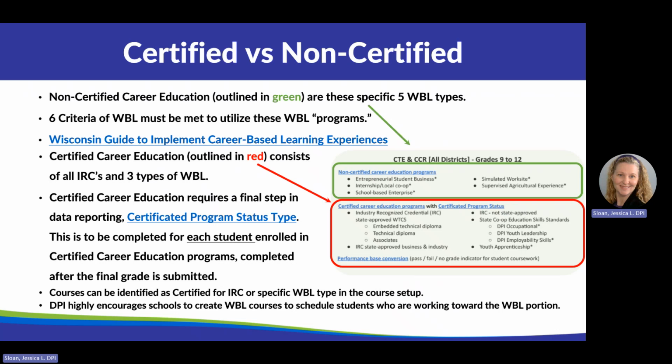The red box is the list of certified work-based learning and industry-recognized credentials. These are certified because an outside organization dictates the curriculum. The list of certified work-based learning courses and IRCs require that schools take an extra data step at the conclusion of final grading to add the certificated program status to each student in that course. Certificated program status type informs if the student completed with certificate, is continuing, exited, or completed without certificate.